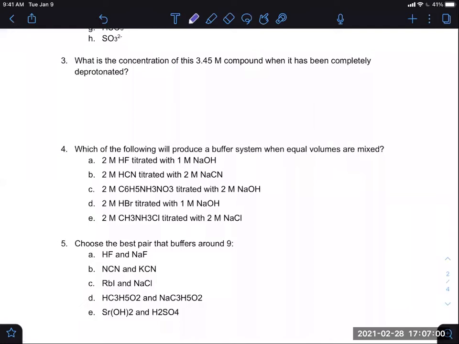So what is the concentration of 3.45 molar compounds when it has been completely deprotonated? And you guys had more information. Sorry, this is my unedited version. You guys have the pKa's for this, okay? So your pKa's for this are going to be 2.2, 4.3, and then 9.7.